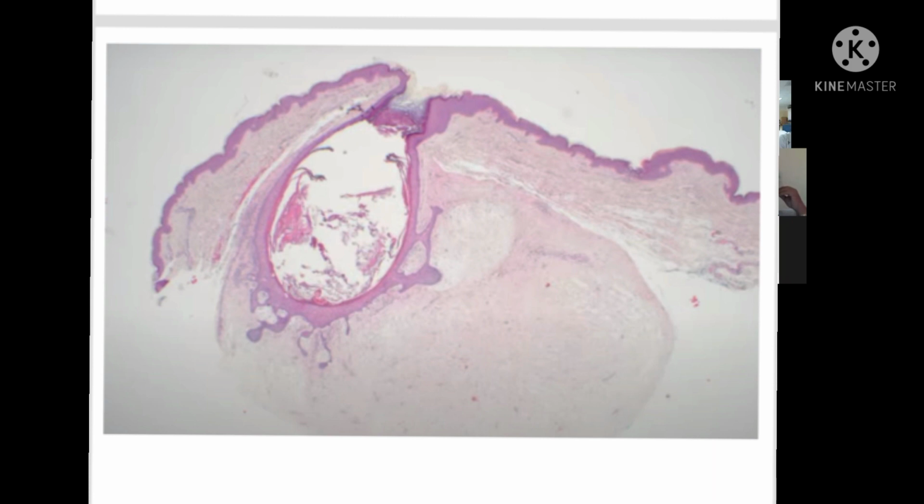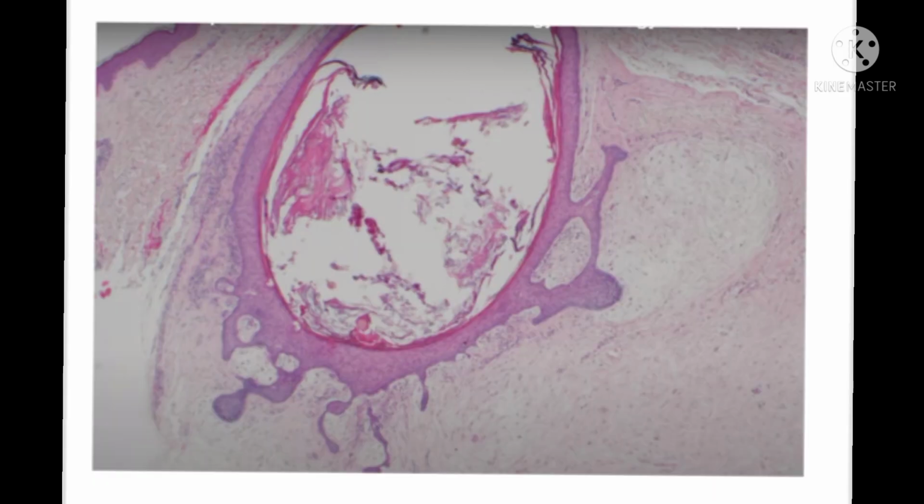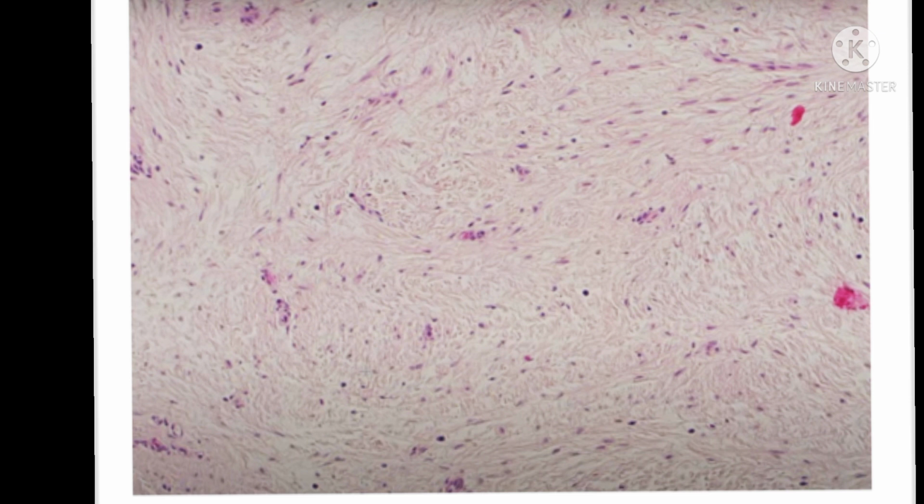So this picture shows a distorted hair follicle which is surrounded by dense fibrous tissue, and bands of collagen, bands of fibrous tissue, are extending into the stroma. So I would like to go with fibrofolliculoma.